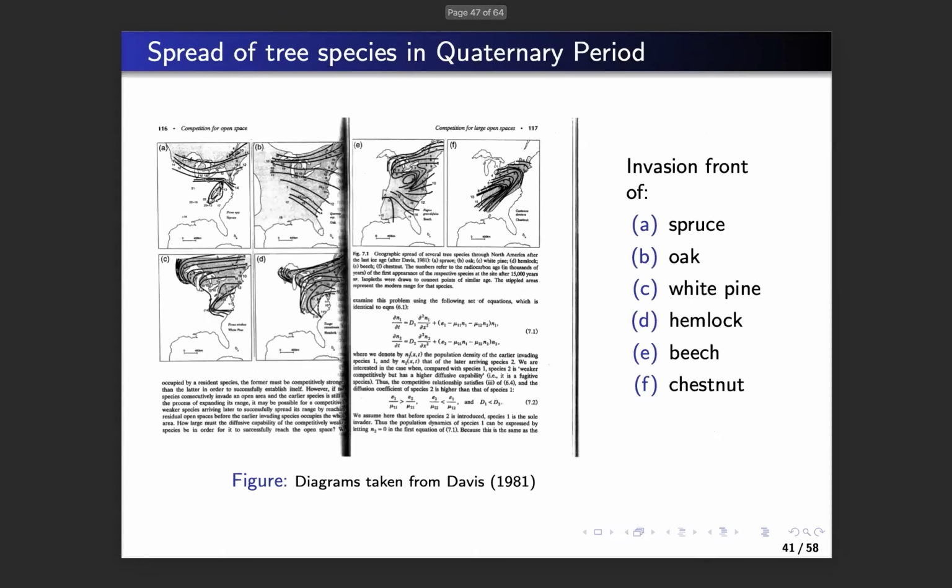The motivation is actually from the migration of plants in the North American continent. At the end of the Ice Age, suddenly the North American continent becomes habitable to many plants. The fossil record shows the invasion northward of different plant species at around the same time frame.